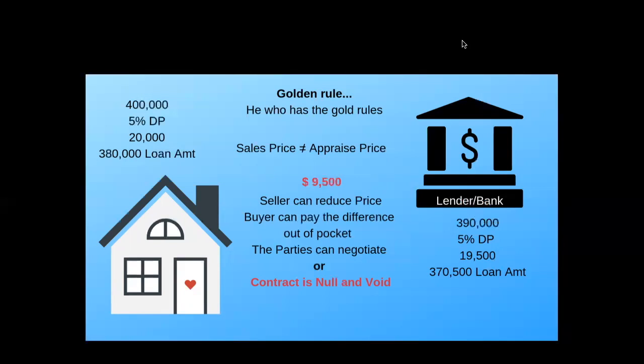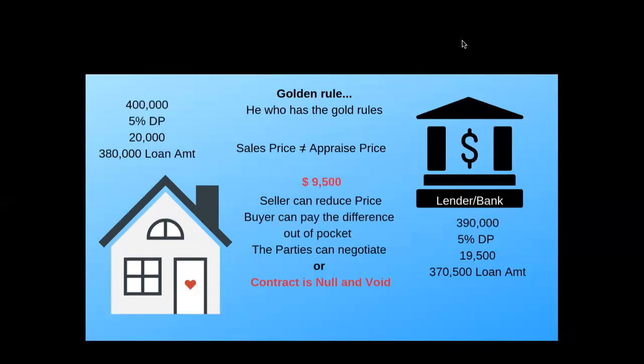However, after the appraisal came back, the property appraised for $390,000. So if the buyer kept the same 5% down, his down payment would then be $19,500, and his loan amount would be $370,500. Therefore, there'll be a deficit of $9,500. The purchaser's down payment will decrease by $500, but the loan amount will have a $9,500 deficit. This is what happens when the sales price doesn't match the appraised value.